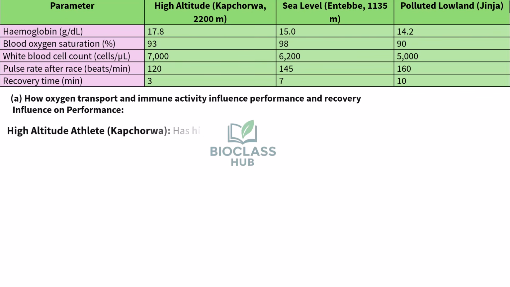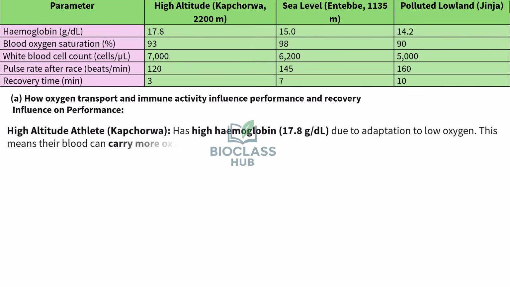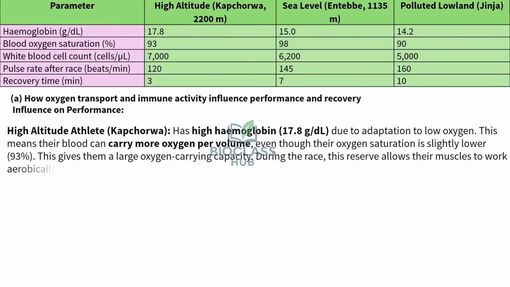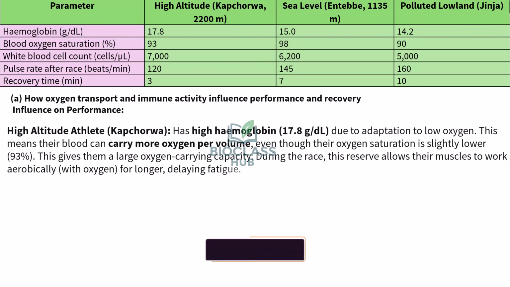Influence on performance. High-altitude athlete, Kapchorwa, has high hemoglobin due to adaptation to low oxygen. This means their blood can carry more oxygen per volume, even though their oxygen saturation is slightly lower. This gives them a large oxygen carrying capacity. During the race, this reserve allows their muscles to work aerobically, with oxygen, for longer, delaying fatigue.